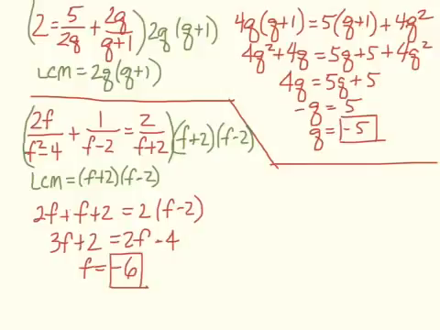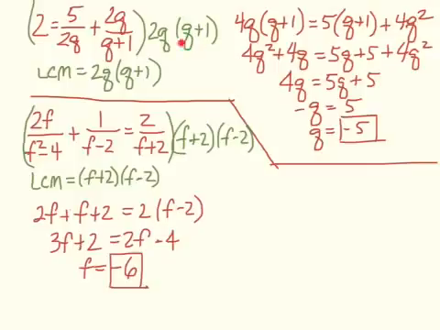And 2 more examples for you. 2 equals 5 over 2q plus 2q over q plus 1. The least common multiple is 2q times q plus 1. So take the whole equation and multiply it by 2q times q plus 1. Well, there's nothing in the denominator here, so I've got to multiply 2 times 2q times q plus 1. That's 4q times q plus 1. The 2 times the 2 is where I got the 4q from.